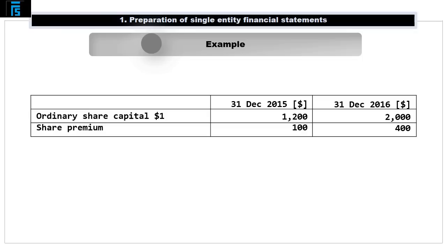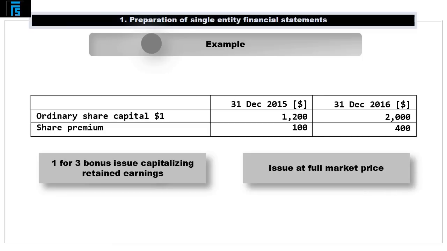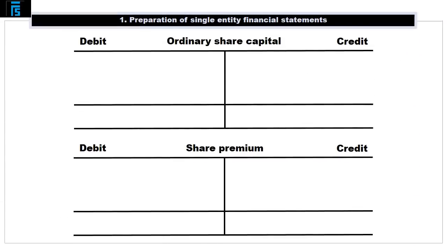We are also told that during the year the company made a 1-for-3 bonus issue, capitalizing its retained earnings, followed by an issue carried out at full market price. Let's attempt to compute the cash proceeds from the issue of shares, which would obviously appear in the cash flow from financing activities section of the statement of cash flows.